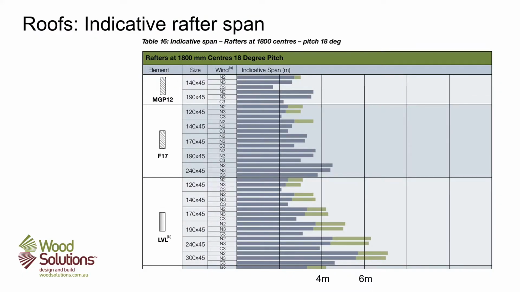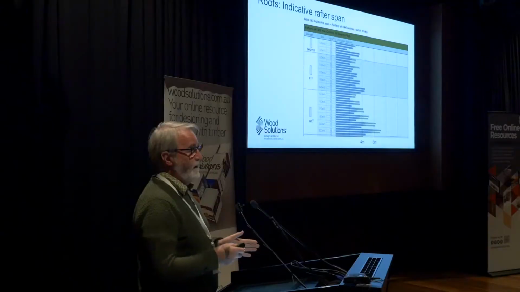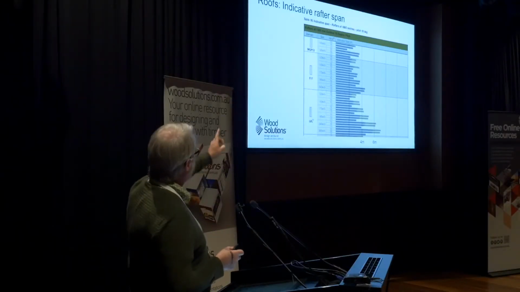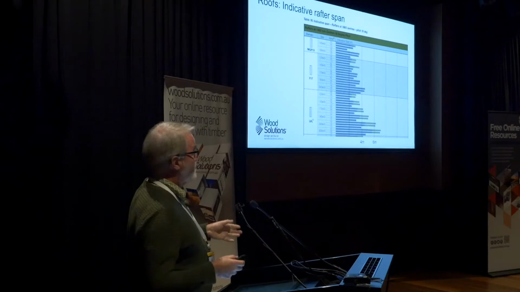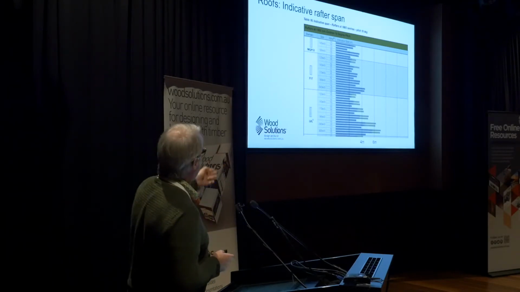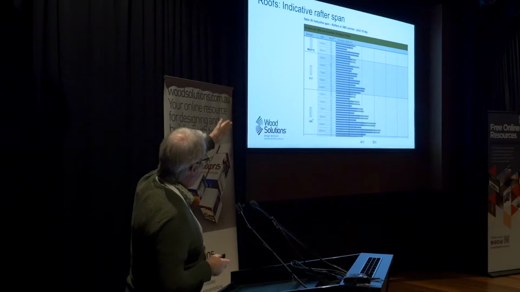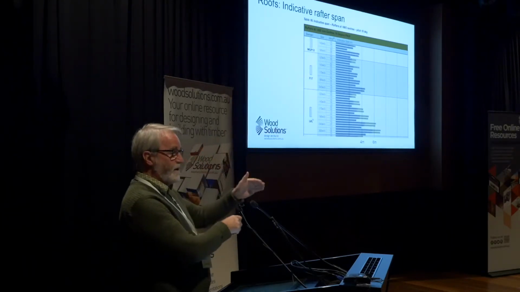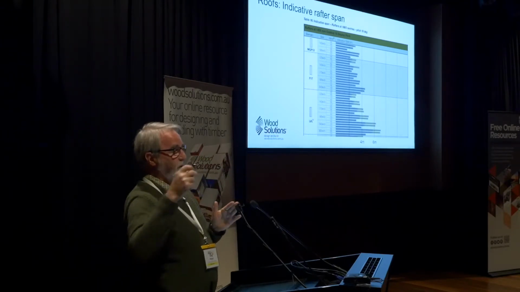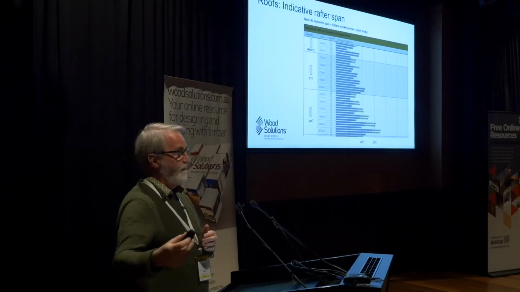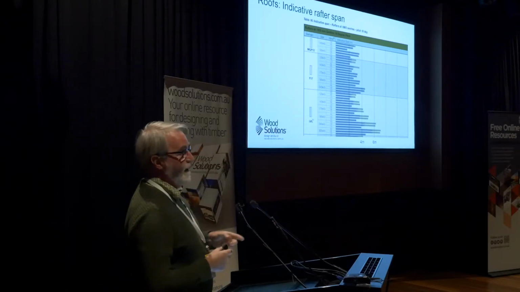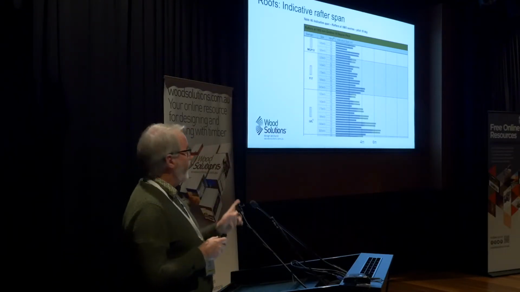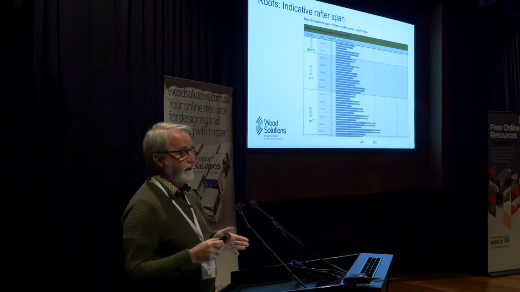So we then provide span tables for things like indicative rafter spans, and we use a couple of standard spacings, an 18-degree pitch, and then a range of different materials to give you guidance as to if you've got this material of this size in this wind classification, it's likely to go about that far. So the grey bar is single span, the extension into the green bar is if you've got a continuous span.